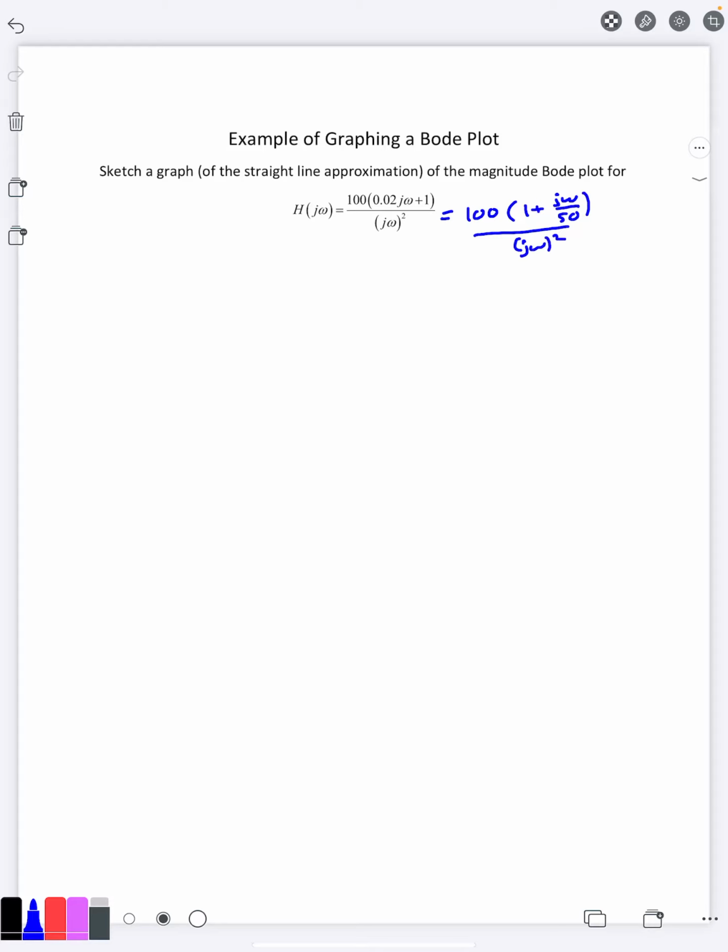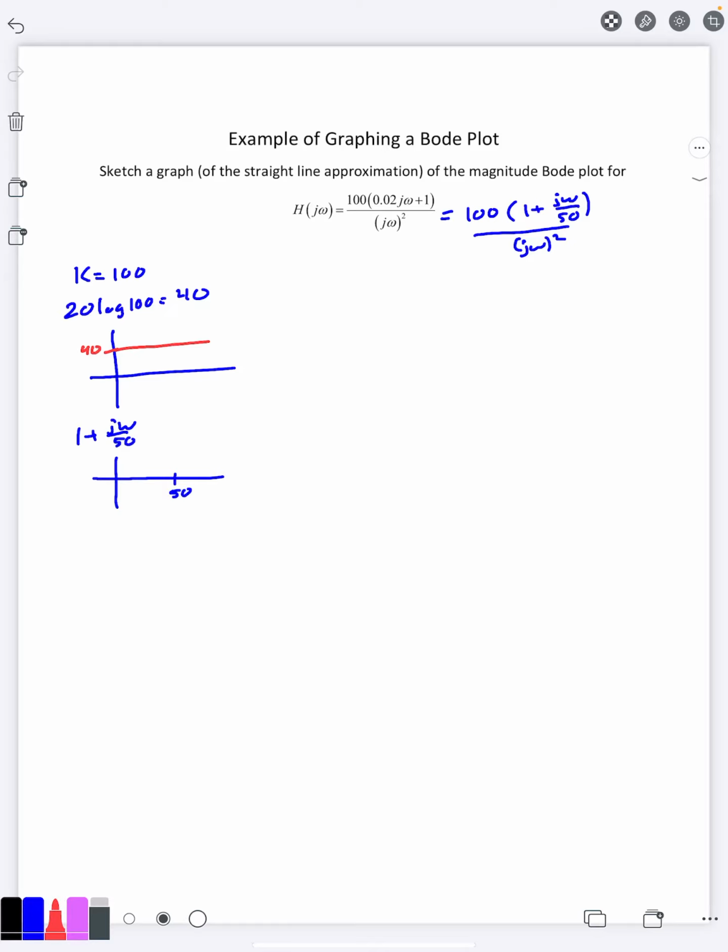So we're going to go ahead and deal with each thing at a time. So for the part where we have k is 100 here, we're going to have 20 log of 100 is 40. So the graph for this one is just going to be a constant at a value 40 here. Then we can look at the term 1 plus j omega over 50. This one has a break frequency of 50. As all 1 plus j omega terms do, it starts out flat at 0. And then since it's the numerator, once we get to the 50, it's going to go up at a slope of positive 20 decibels per decade.